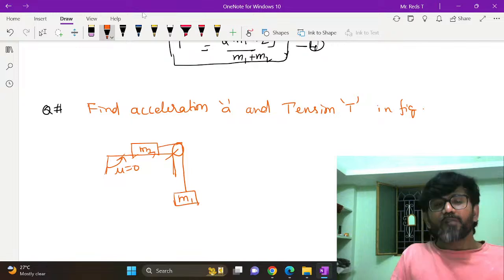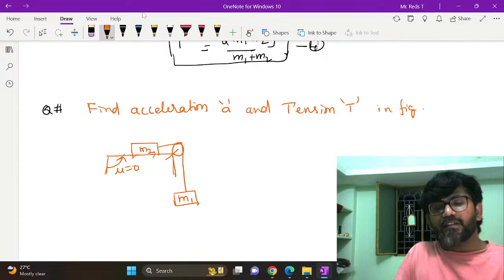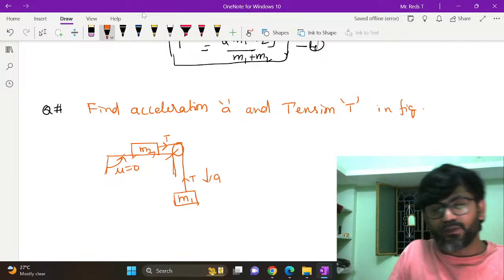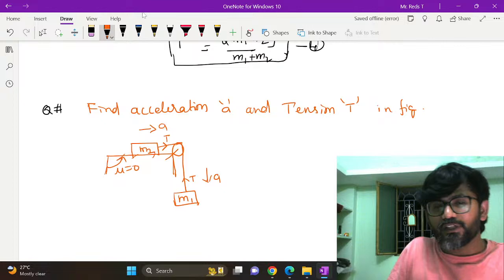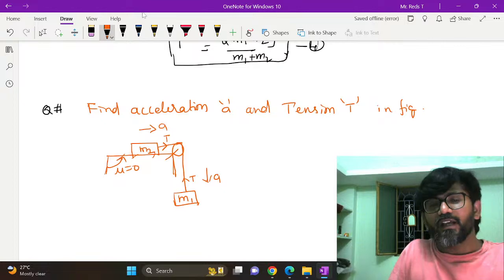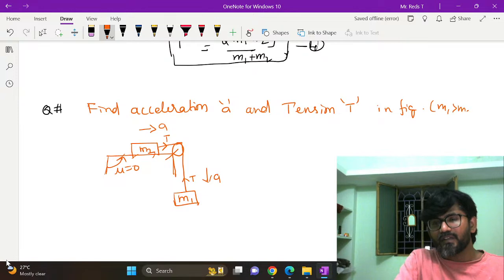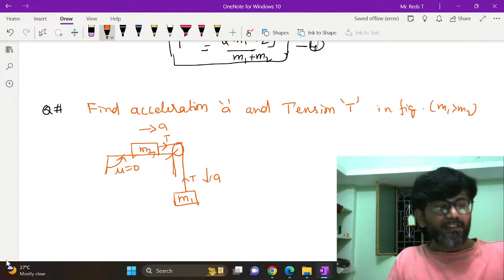Obviously, as it is mentioned here that it is moving down with acceleration A, the tension T is acting over here, and the tension always acts away from the point of contact. So here also it is acting away from the point of contact. So M2 is moving to the right, M1 is moving down. So this is the figure. In some cases it will be mentioned that M1 is greater than M2. This kind of condition will also be given, as here it is moving down.